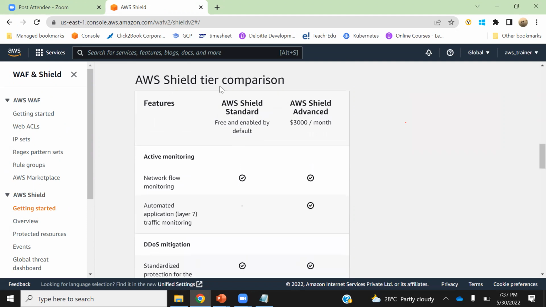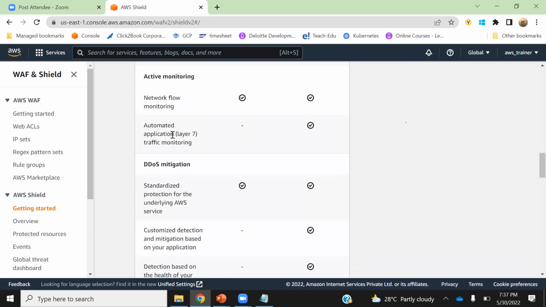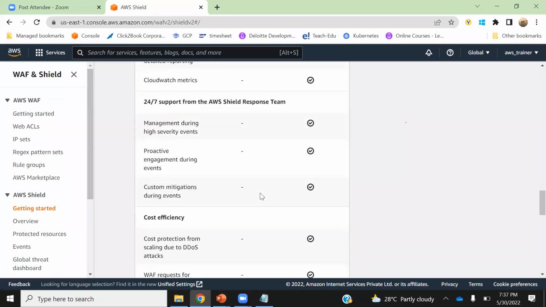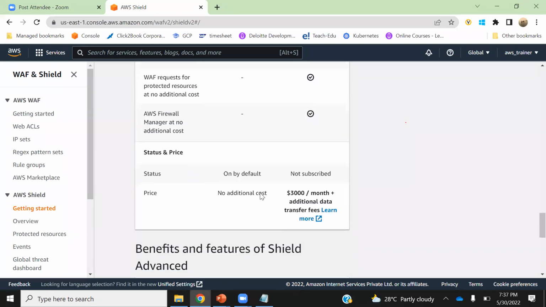If you go with standard, AWS Shield Standard is free and enabled by default. And then you have Shield Advanced, which gives you 3,000 per month. So obviously if you're paying more, it gives you more protection. Application layer 7 traffic monitoring, I will talk about this in network layers when I'm talking about application load balancer. Okay, see here. So it is giving you limited features basically. And here when you go with Shield Advanced, you get more protection.